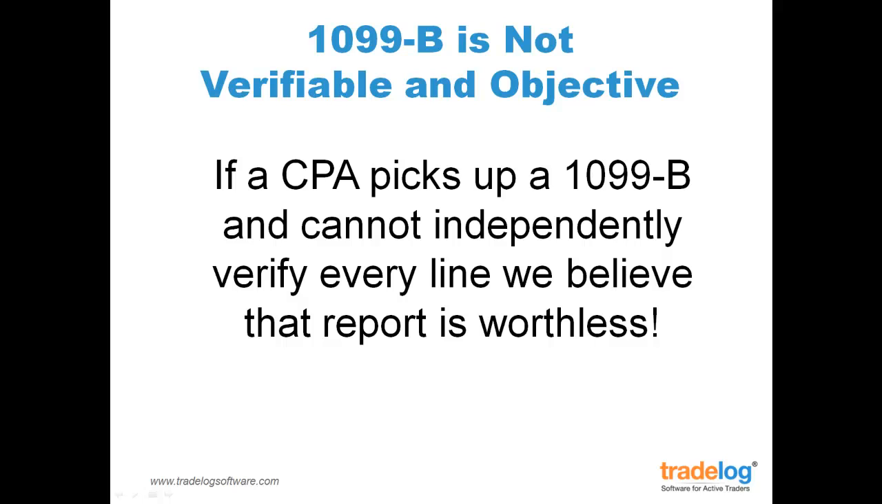So the bottom line, we feel from an accounting perspective, is that the 1099-B fails to meet core principles. In its current state, it's bad information mainly because it's lacking sufficient details. And like we say on this slide, if a CPA picks up a 1099-B and cannot independently verify every line, we believe the report's worthless. And we've talked to CPAs who've been in that very situation. They're looking at a 1099-B and they struggle for hours and they can't figure out what's being adjusted, why it's being reported that way. So that's a real problem.